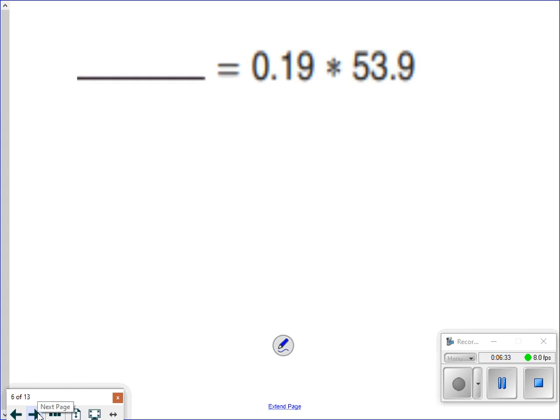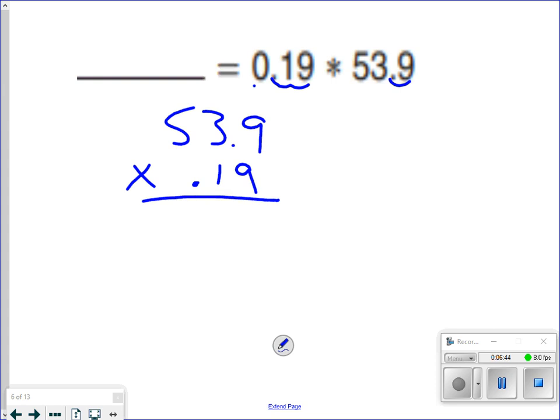Look at this problem. I've got 3 numbers after the decimal. 53.9 times 0.19. I could put the 0 in, but it's not needed, okay? Remember to press pause and then check your work as we go through here.